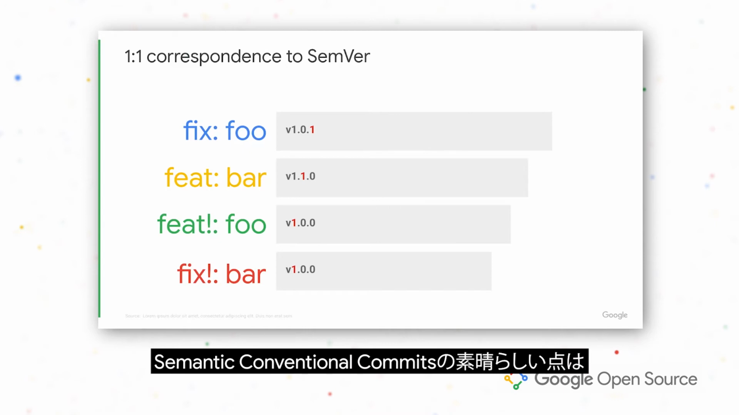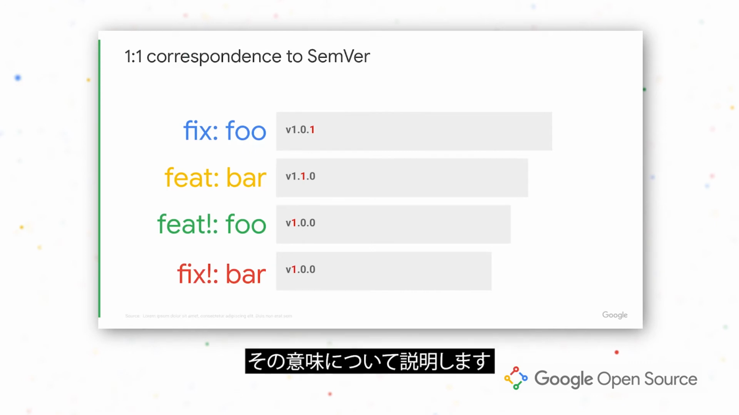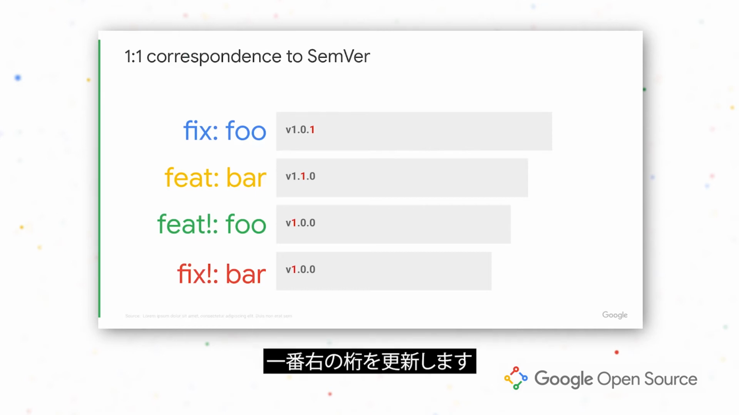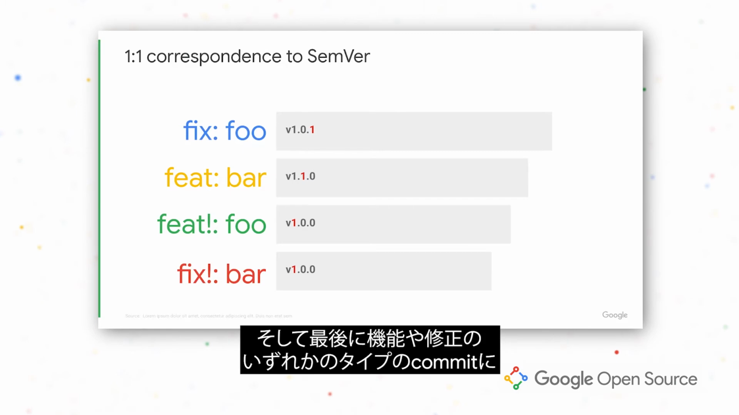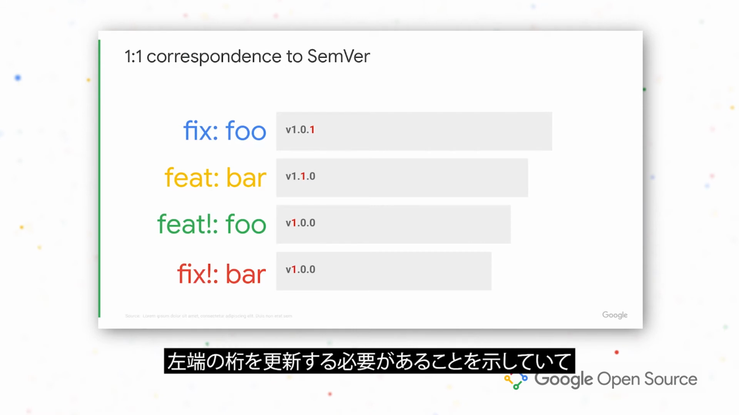So what's really nice about conventional commits is that it lines up very closely with semantic versioning. So let me show you what I mean by this. If we have a commit of the form fix foo, this is indicative of the fact that a patch is happening. So we update the digit farthest to the right. If we have the conventional commit feat, we know we have to update the middle digit. And finally, if we have an exclamation point on any type of commit, a feature or a fix, it's indicative of the fact that we now need to update the leftmost digit, and it's a major version of our library.